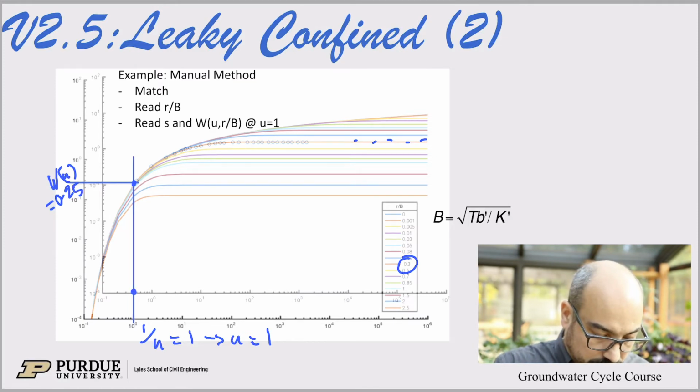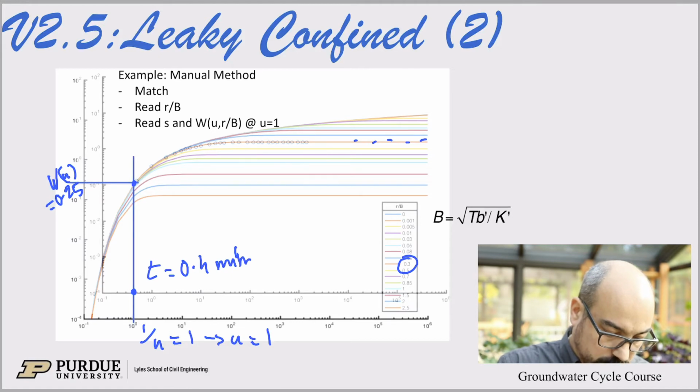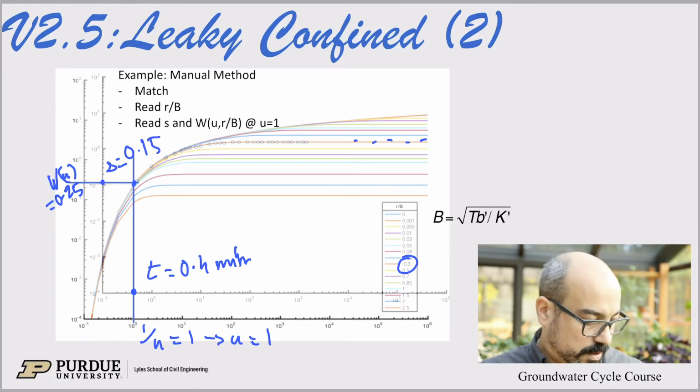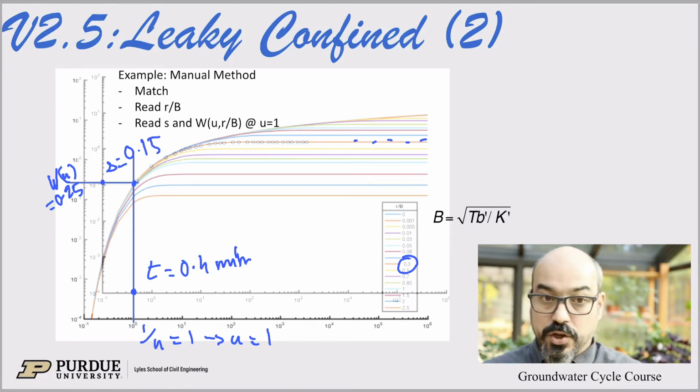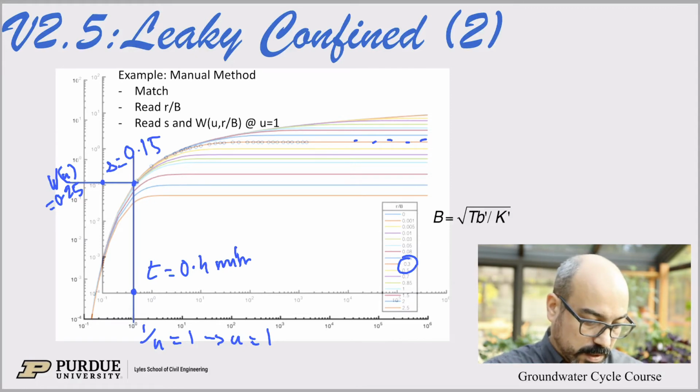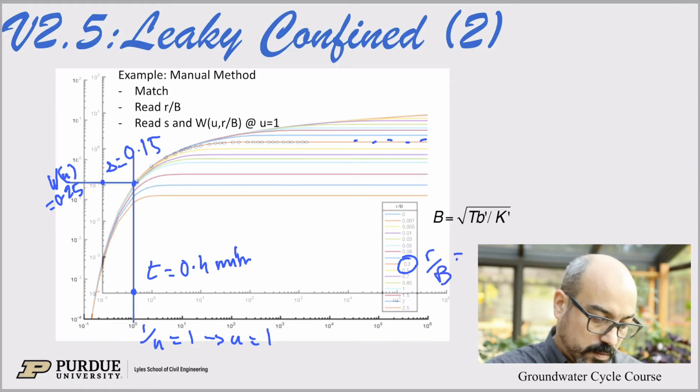And here is time, which is again 0.1234, 0.4 minutes. Is that minutes? I don't know. We'll see. And drawdown here is roughly 0.1 something, 0.15 or something. Okay, so now we have all the information we could, right? So this is again R over B equals 0.3.